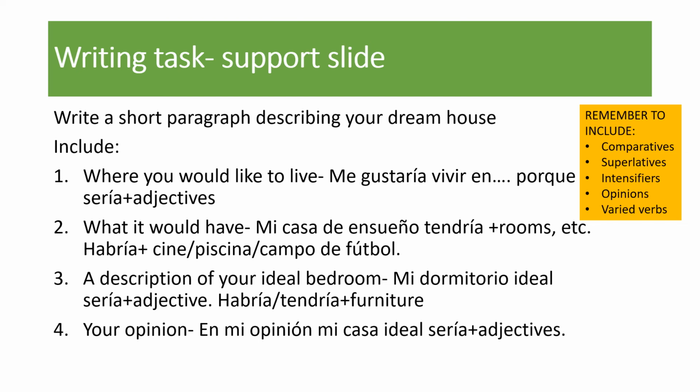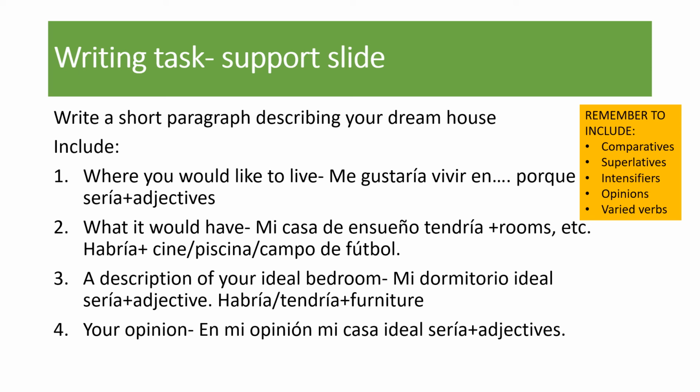Your second one, what it would have. So I've given you a sentence starter. Mi casa de ensueño tendría. So my dream house would have, and then you'd put your rooms after it. You've then got habría, there would be, and maybe again you could have some rooms after it, and then I've just given you some examples. So cine, cinema, piscina, swimming pool, campo de fútbol, a football pitch.